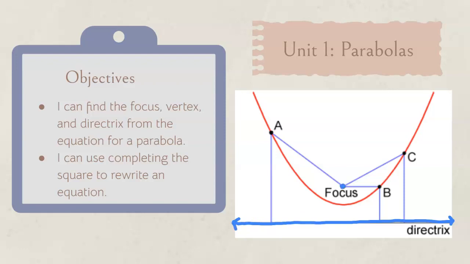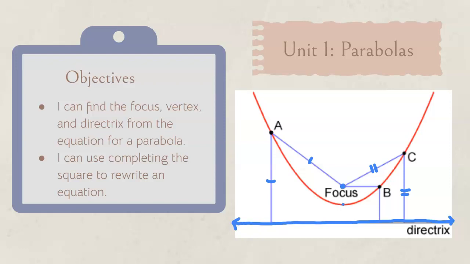There are points that are not on the parabola, but if I pick a point that's on the parabola, like A here, it's going to be the same distance from the focus as it is straight down to the directrix. And that's true for every single point on the parabola. If I pick a point on the parabola, it's going to be the same distance from that point to the focus as it is from that point straight down to the directrix.